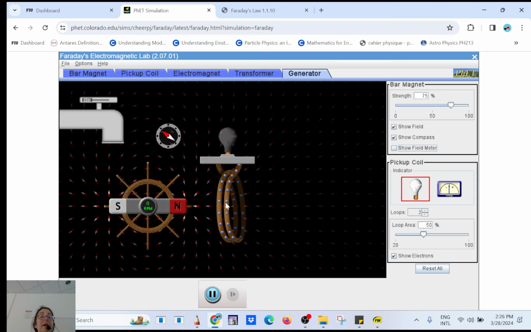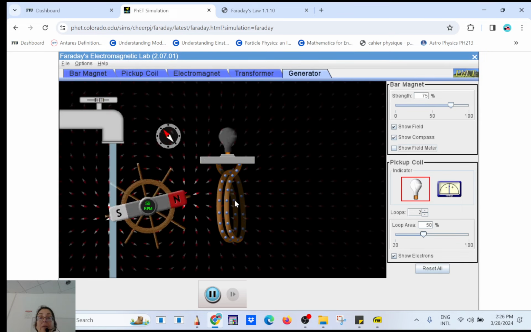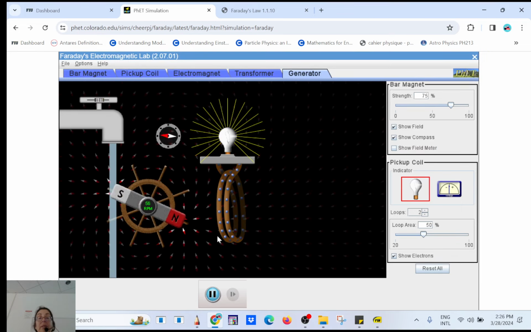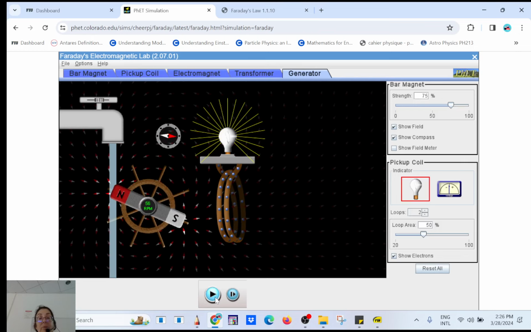So I could find the flux, okay? The number of lines poking through this area. All I have to do is find the magnetic field and multiply by the area. But nothing is happening there, okay? Now you have an induced current because the number of magnetic field lines poking through is changing with time.